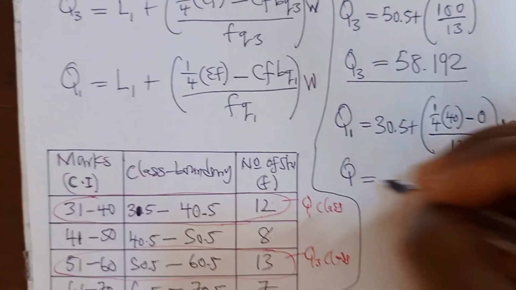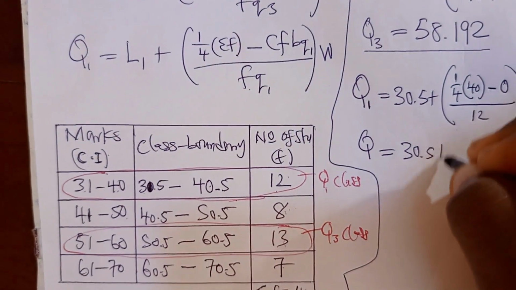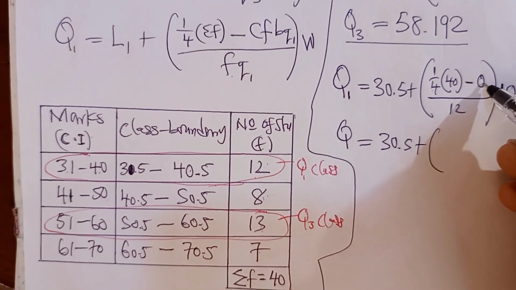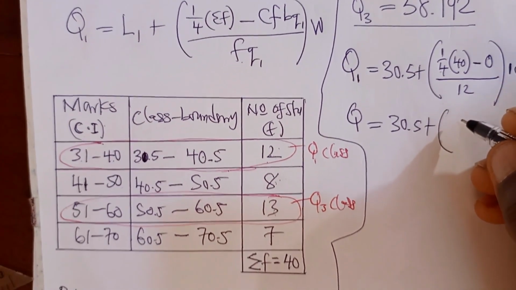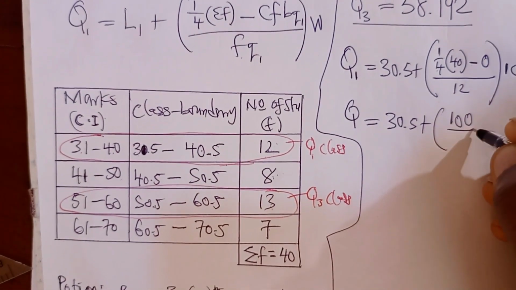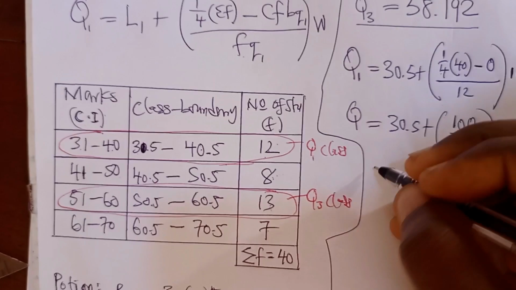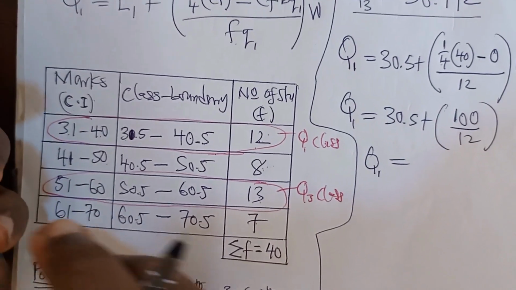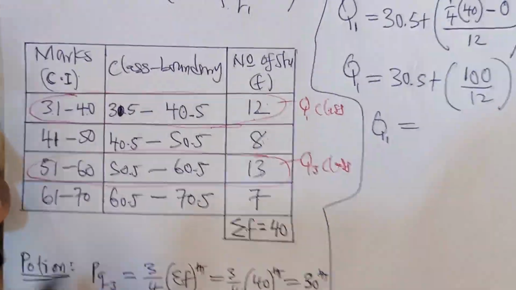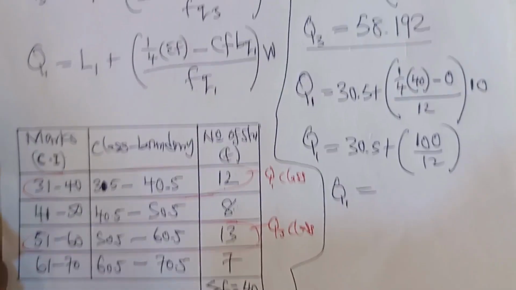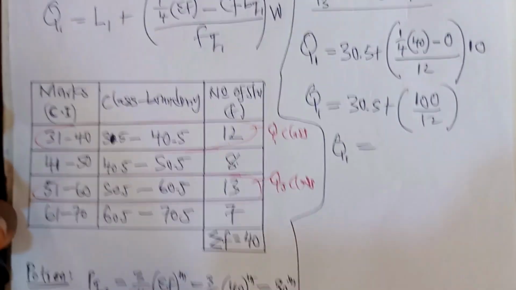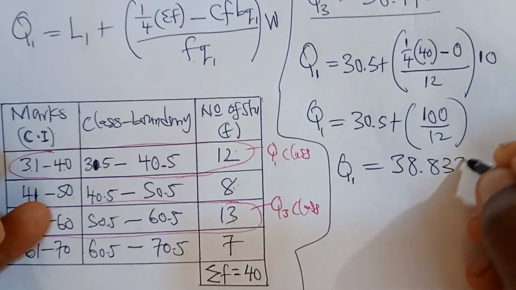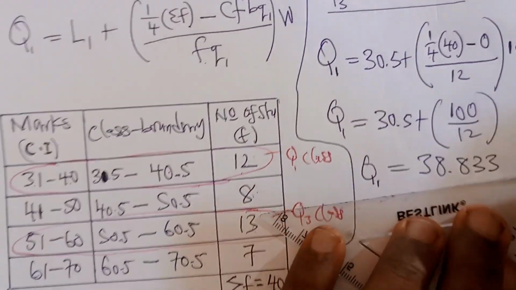So we have that Q1 is equal to 30.5 plus, 10 minus 0, 10. 10 times 10 will give us 100 over 12. So we have that Q1 by estimation is 100 divided by 12 plus 30.5. Operating it with the calculator, we get 38.833. So this is Q1.